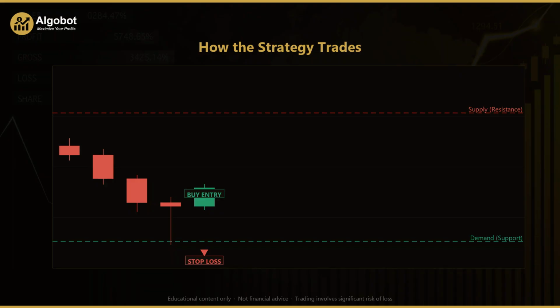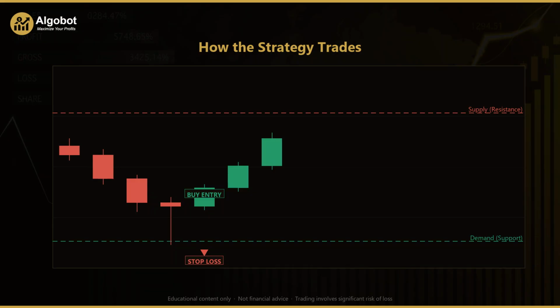Price spikes below the demand floor, printing a long lower wick, but then buyers step back in and the candle closes near its high, finishing above where it opened. That long lower wick, closing back inside the zone, is exactly the bullish rejection the strategy is looking for. The wick is dominant, the low tested support, and the close is green. All three conditions are satisfied.